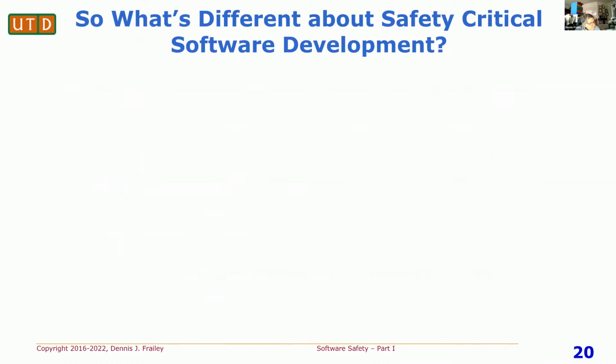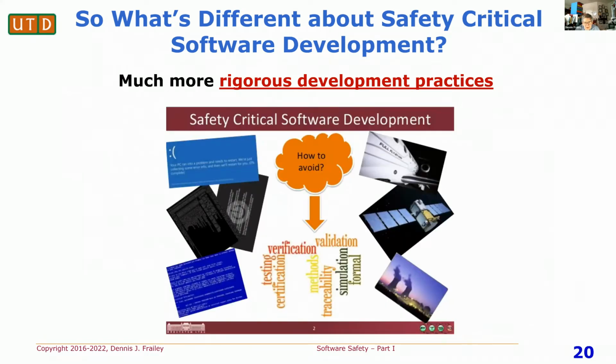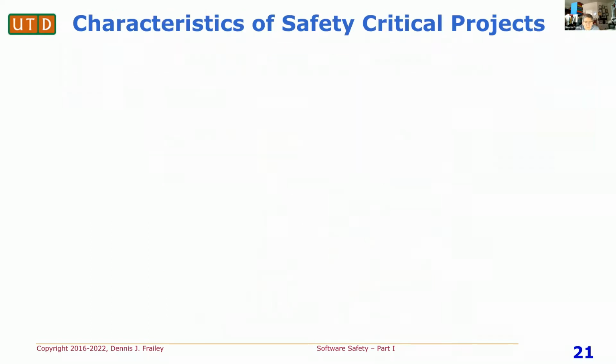Okay, so what's different about software development with our safety critical software? The gist of it is that it's more rigorous development practices. It involves all kinds of things, like the words at the very bottom there, to make it much less likely that you're going to have a safety problem.